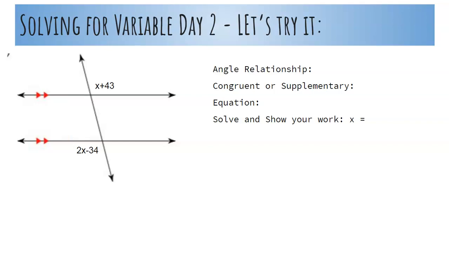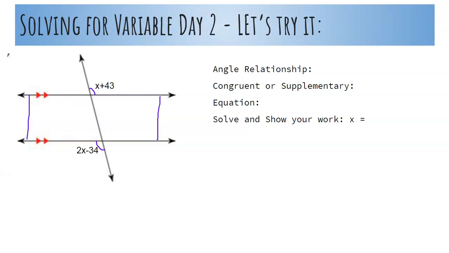So the first thing we need to do is look at our angle relationships. So we look at the two angles that we were given information on. I was told about this angle right here and this angle right here. If I were to draw a rectangle using my parallel lines, these would both be outside of the parallel lines, so they are exterior angles.